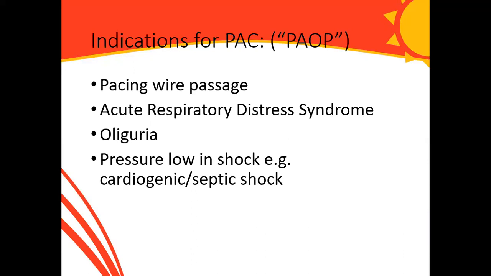So the value of the pulmonary capillary wedge pressure, which is measured with the use of your PAC, was cardinal to diagnosis of ARDS. Patients with oliguria, pressure low in shock, all right, for instance, in cardiogenic shock and septic shock. These are some of the indications reserved for passage of a pulmonary artery catheter.